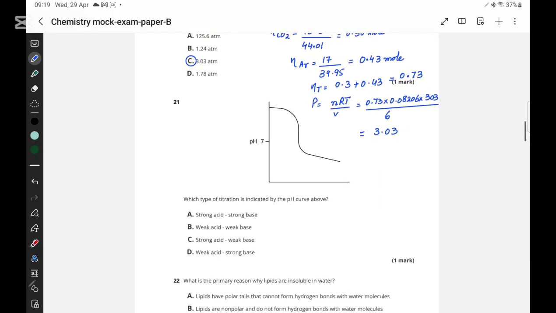For question number 21, they have shown us the titration curve, and they are asking which acid is there and which base is there. So you can see this starting point is very high, so that means it should be around 14, so that means it is going to be a strong base. And the graph is ending close to pH 7, that means it is going to be a weak acid. So the answer is going to be D. No, sorry, that is a weak acid.